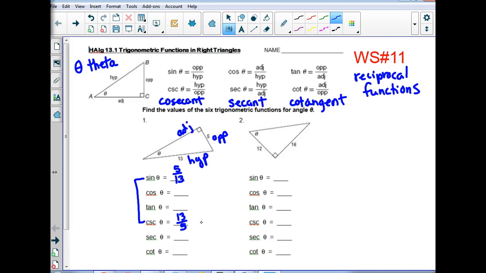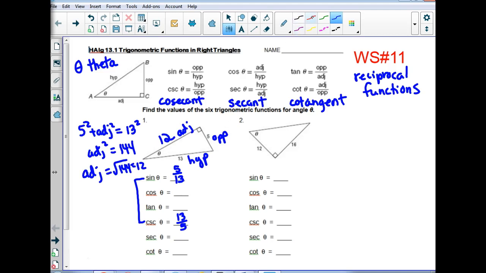How could I find it? Pythagorean theorem, yes. Which says leg squared plus leg squared equals hypotenuse squared. So 5 squared plus the adjacent leg squared equals the hypotenuse 13 squared. So we would subtract, and the adjacent leg squared is equal to 169 minus 25, which would be 144. We take the square root, and the adjacent side would be 12.